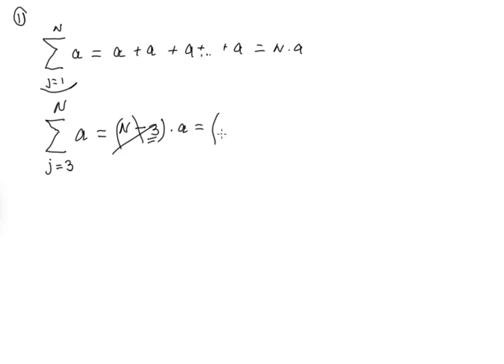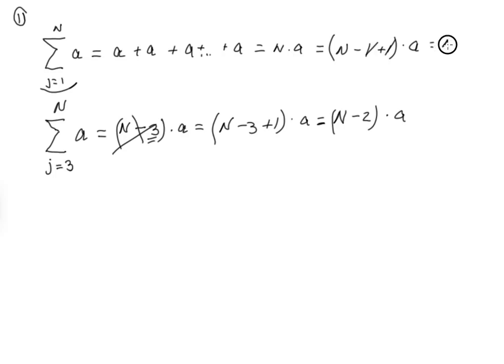The correct formula for this is n minus 3 plus 1, because 3 is inclusive, times a. Now the answer to this expression will be (n minus 2) times a. Right, and it's the same here actually. So n minus 1 plus 1 from the formula, that's n, times a. So the 1s cancel out. You have na, which is usually not mentioned in the books.